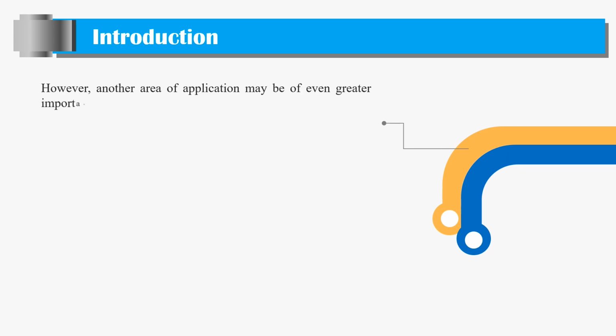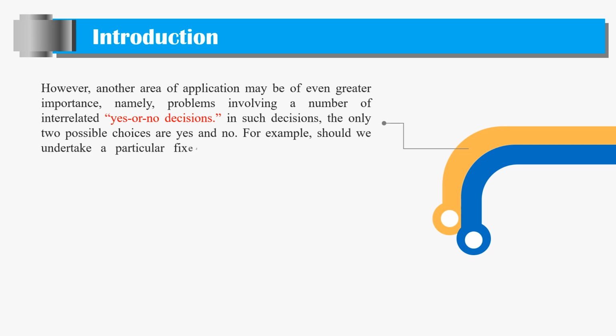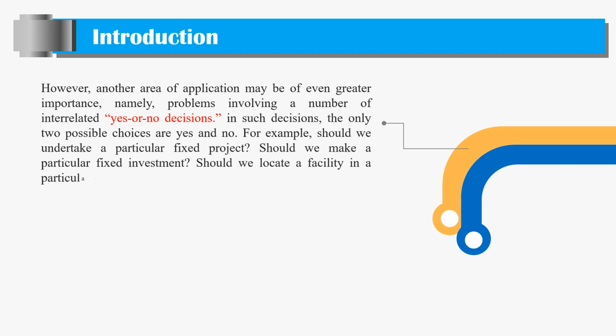However, another area of application may be of even greater importance, namely problems involving a number of interrelated yes or no decisions. In such decisions, the only two possible choices are yes or no. For example, should we undertake a particular fixed project? Should we make a particular fixed investment? Should we locate a facility in a particular site?